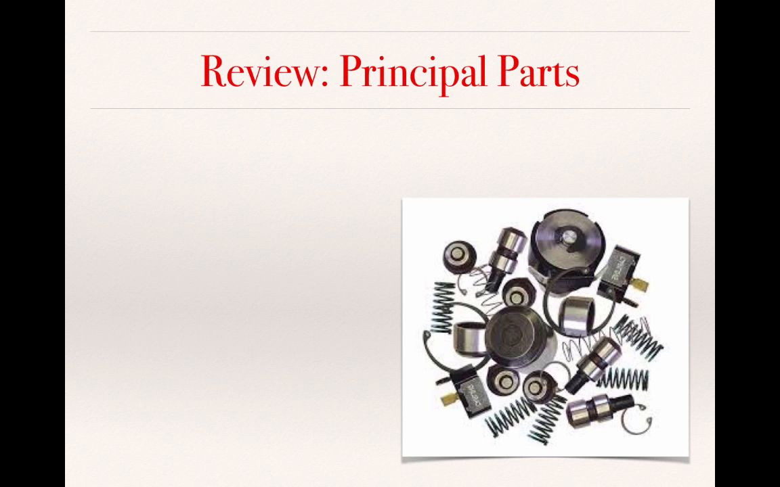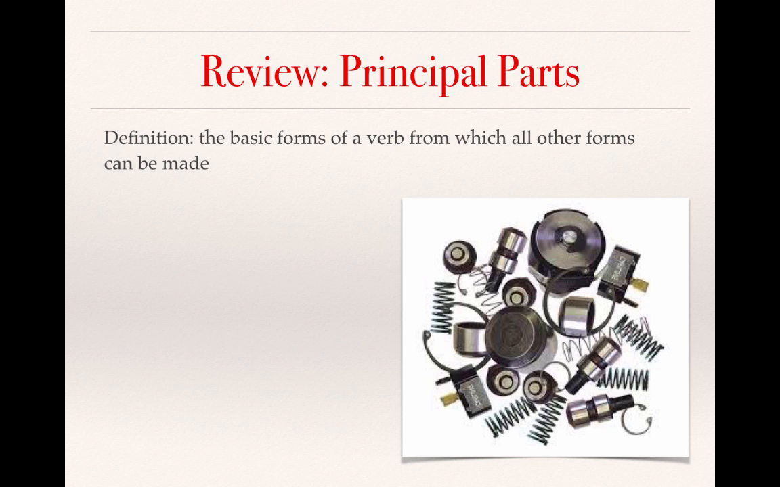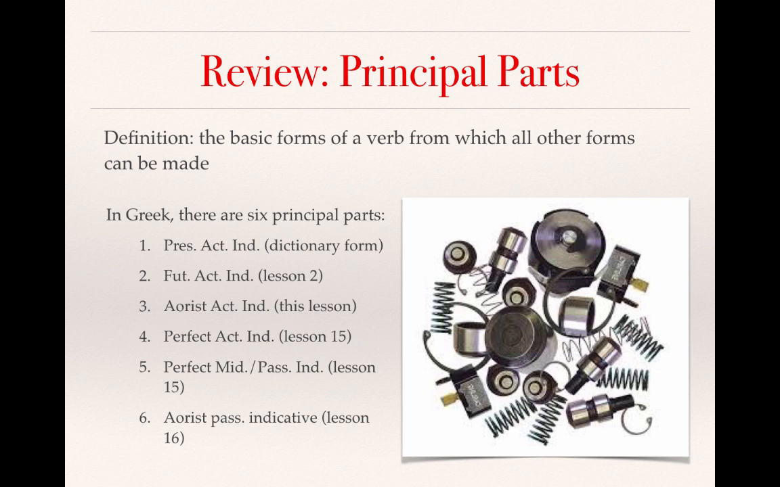verb. Remember, we talked a little bit about principal parts, which are those basic forms of a verb from which all other forms can be made. And in Greek, you'll recall there are 6 principal parts, and we have already learned 2 of them, the present active indicative and the future active indicative. And in this lesson, we will learn about the aorist active indicative, which is the 3rd principal part.